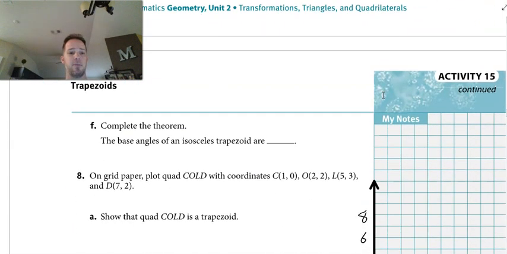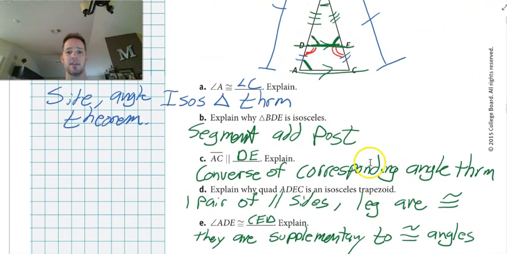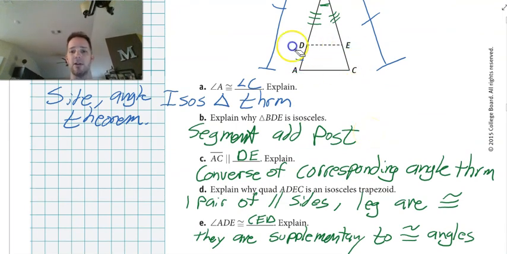So then on the next page it says complete the theorem. The base angles of an isosceles trapezoid are congruent. So notice on this isosceles trapezoid, I'm going to get rid of all this extra writing that we had on here to focus on just this part. We have an isosceles trapezoid here. The base angles here are congruent on the base AC. And then on the other base, DE, these two base angles will be congruent to each other as well.